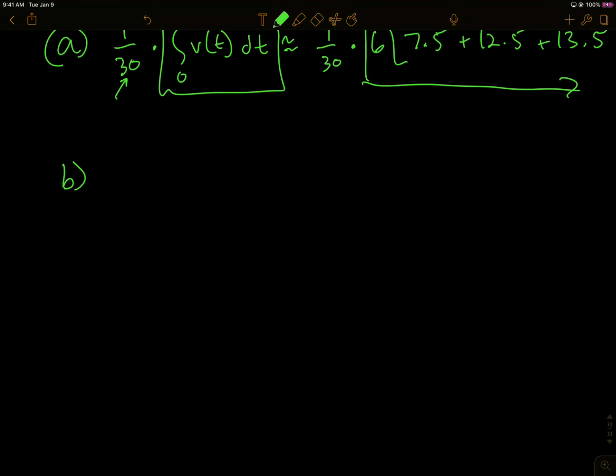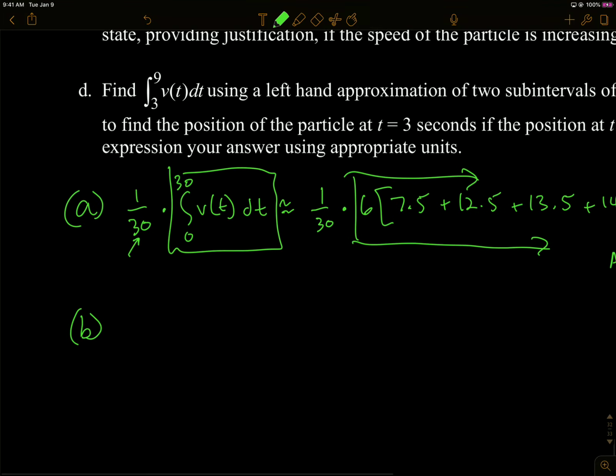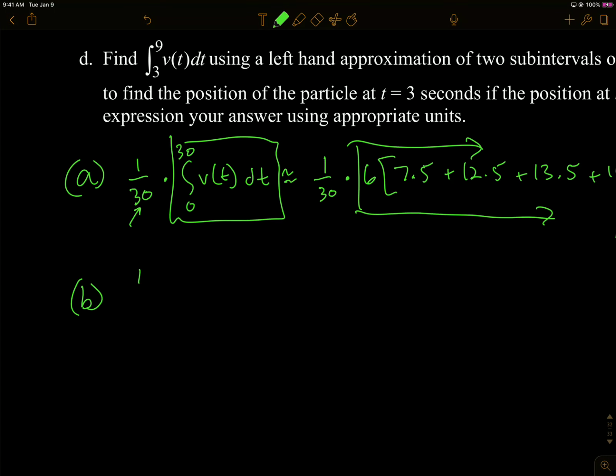Let's look at part B. Part B says to find the average acceleration of the particle over the interval 6 to 18. Express your answer using correct units. So we're going to do 1 over the length of the interval from 6 to 18, and they want the average acceleration. So it's going to be 1 over 12 times the integral of acceleration.